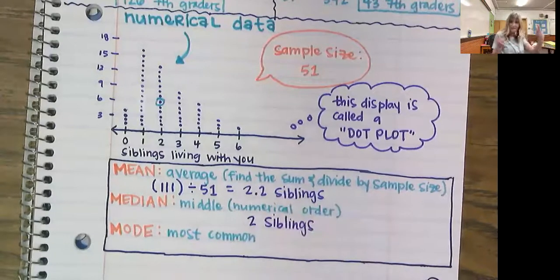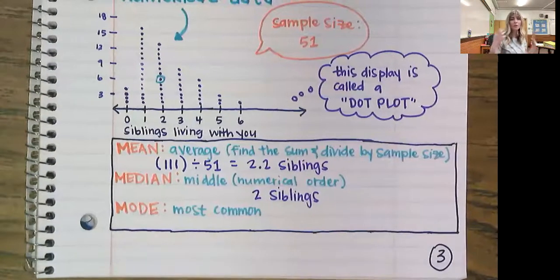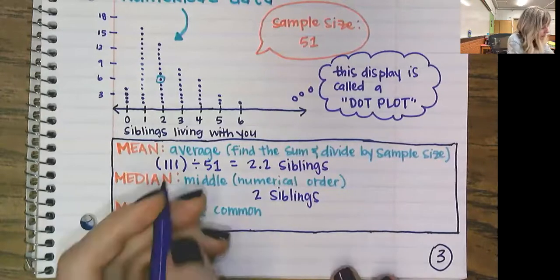Okay, there's another kind of central value for our data. So last one is the mode. What does the most common mean? Which one happened the most? Which one was the most common answer? In other words, which one has the tallest stack of dots? Well, that one is 1 sibling.